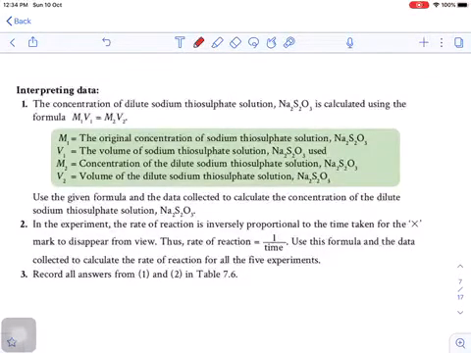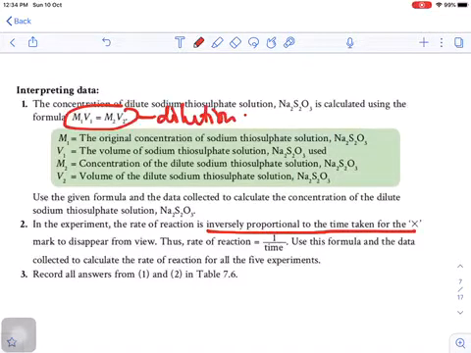The concentration of dilute sodium thiosulfate solution is calculated using the formula M1V1 equals M2V2. This one is for dilution. So use the given formula and the data collected to calculate the concentration of dilute sodium thiosulfate solution. In the experiment, the rate of reaction is inversely proportional to the time taken for the X mark to disappear from view. Thus, rate of reaction is 1 over time. You must remember that the rate of reaction equals 1 over time.